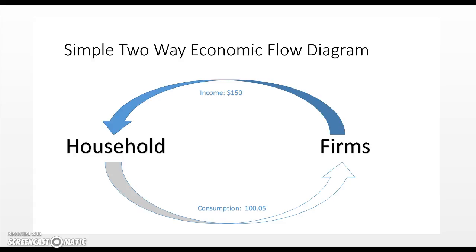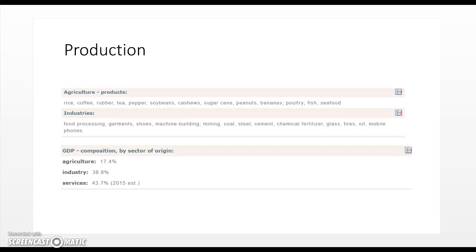Production of Vietnam. Vietnam has three major productions. Agriculture, where you see they make rice, coffee, rubber, and all these others that you see on the screen. Then you have industry, which is mainly making machines and mining. The jobs that they do are very typical for countries that are still developing.